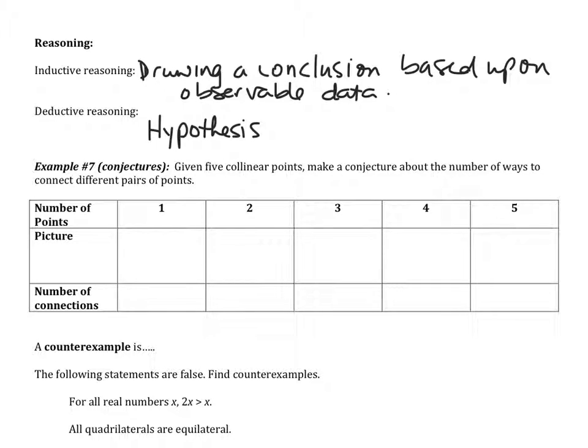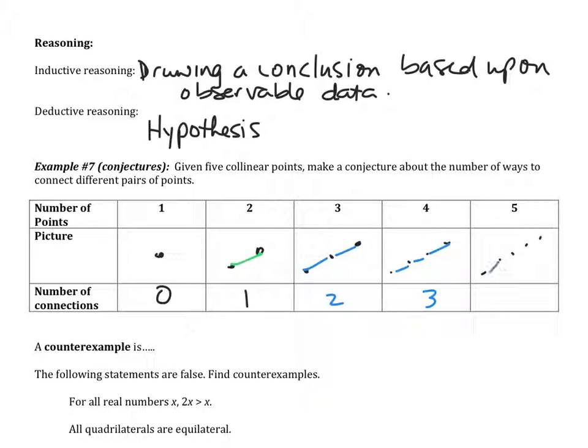All right, in example 7, conjectures. We're given 5 points. We're supposed to make a conjecture about the number of ways to connect the different pairs of points. So if I had 1 point, how many connections can I make? None. If I had 2 points, how many connections can I make? Well, I can make 1. If I had 3 points, and it says they have to be collinear, so 1, 2, 3, well, I can make 2 connections. If I had 4 points that were, again, collinear, I would be able to make 3 connections. And then if I had 5 points, I'm going to be able to make 4 connections.